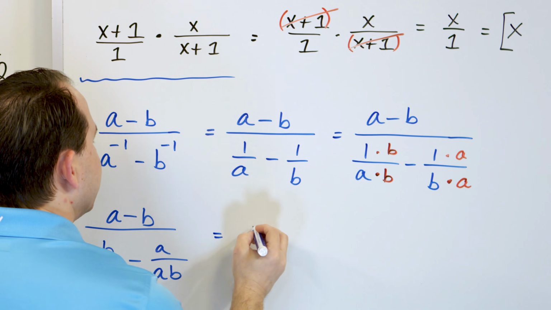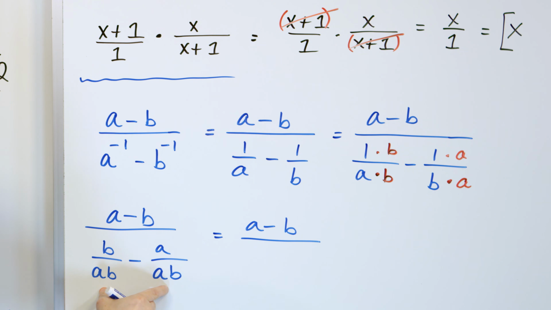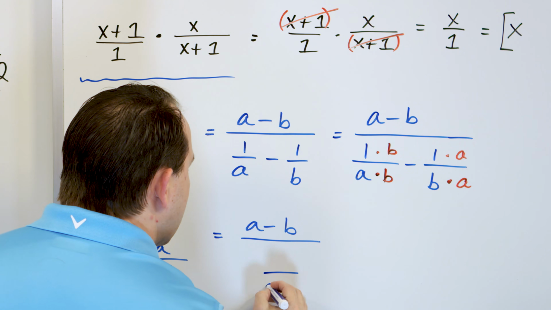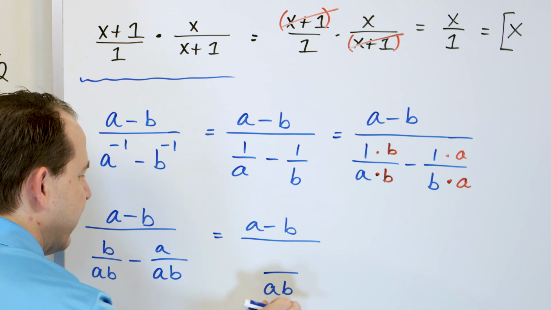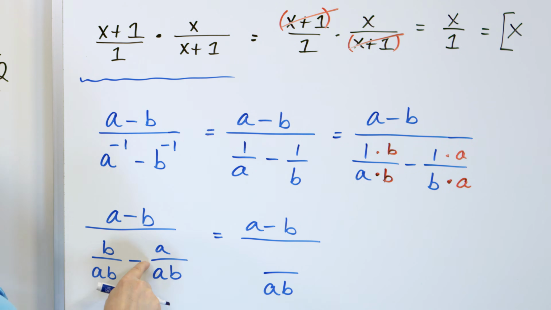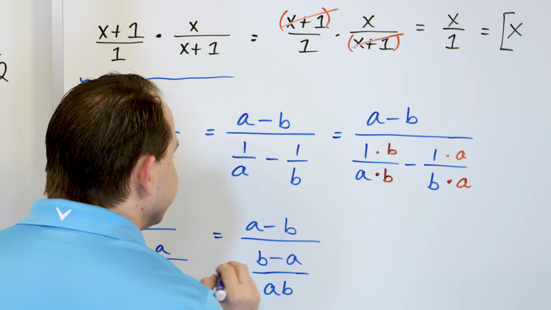So in the top, again, we'll carry this through. The a minus b comes along for the ride. And here we have a common denominator, ab. So that'll be our new denominator. Just like if our common denominator is 4, we just carry that into the answer. Then the numerator becomes b minus a. b minus a, just like this.